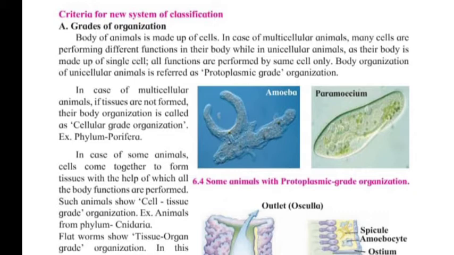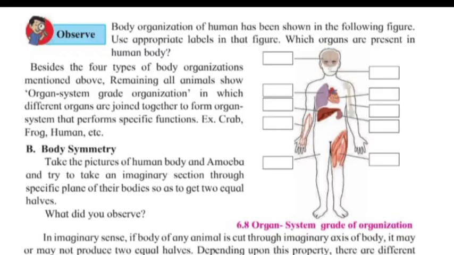Second, we have seen the grade of organization in which all body functions are performed by unicellular animals, referred to as protoplasmic grade organization. So all these points we have studied yet. Mention all the points in your notebook.